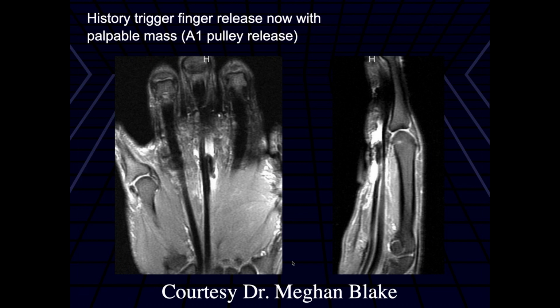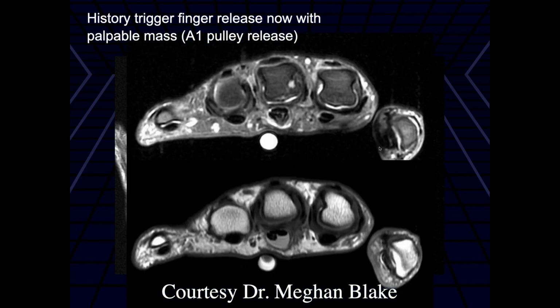Okay, so history, trigger finger release, now with palpable mass, A1 pulley release. So along that third digit, we see a lot of fluid within the tendon sheath. We also see this kind of irregular hypointense structure. How long ago is this? I don't know. This is like some post-surgical scarring. It looks like it may be one of the flexor tendons, actually. The superficialis may be torn and retracted. Is that like the tendon retracted and scarred?